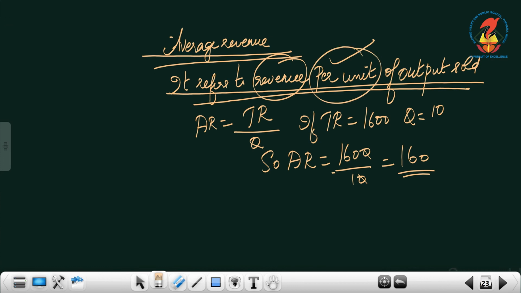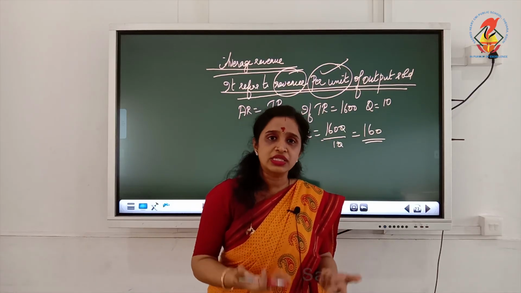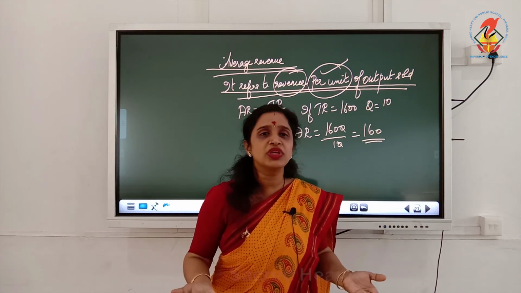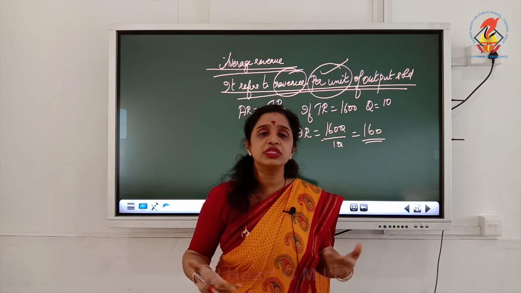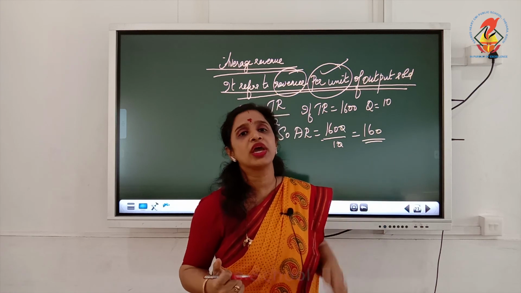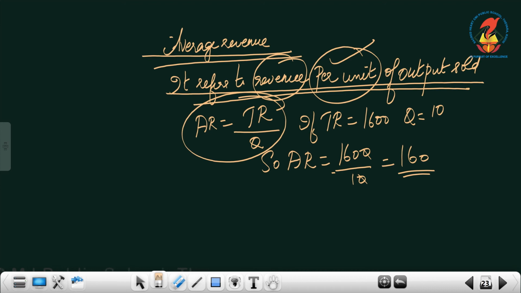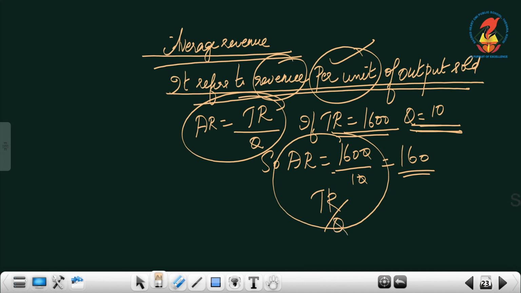Now how will you find out average revenue? Just as we have found AFC is equal to TFC by Q, AC is equal to TC by Q, likewise you can find AR, average revenue, is equal to TR by Q, total revenue by quantity. If TR is equal to 1600 for selling 10 chairs, therefore average revenue is TR by Q, that is 1600 divided by 10, which gives you 160 per unit revenue.